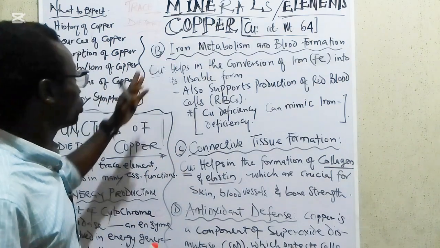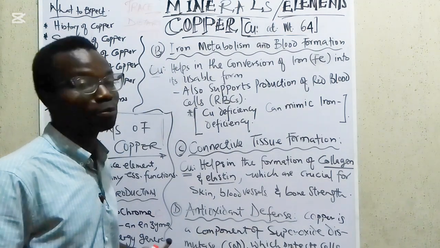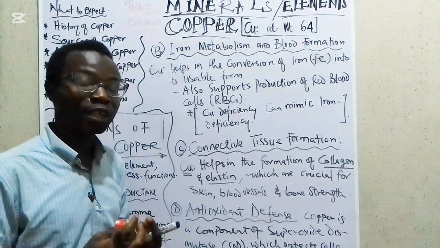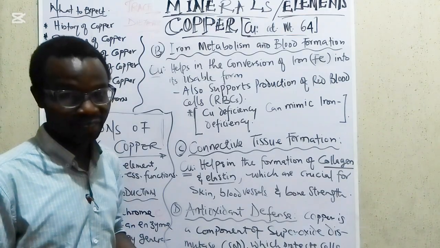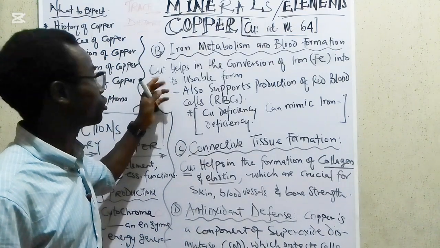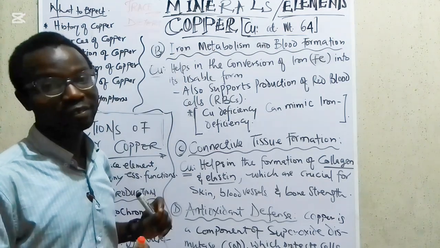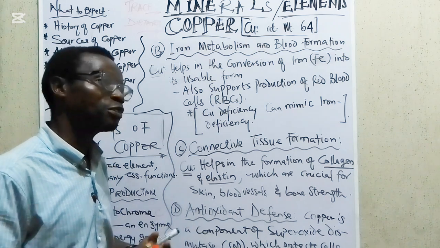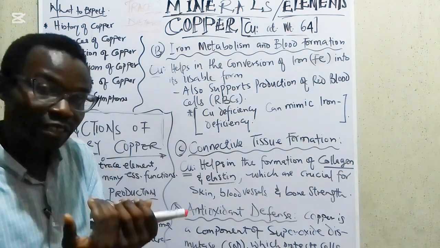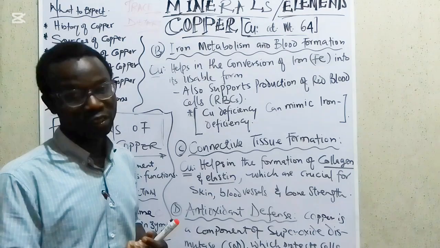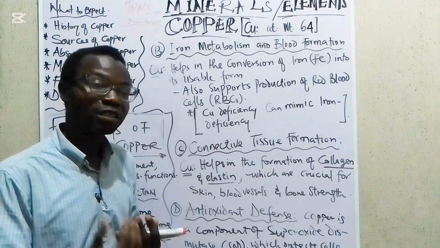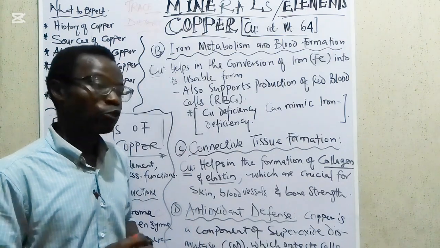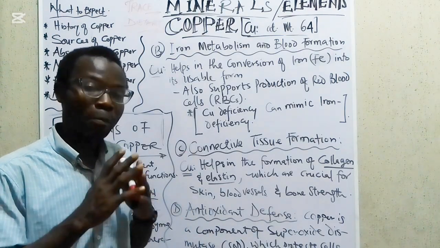Now, the next is iron metabolism and blood formation. Iron, you already know, is a very crucial part in the formation of hemoglobin, a part of the red blood cells. And I can tell you now that copper is crucial in the metabolism of iron. Copper, as a trace mineral, is important in metabolism. Metabolism refers to the breaking down and then the rebuilding of nutrients in the body. In which case, the breaking down part is the catabolism and the building part is anabolism. So put them together, you're referring to metabolism.